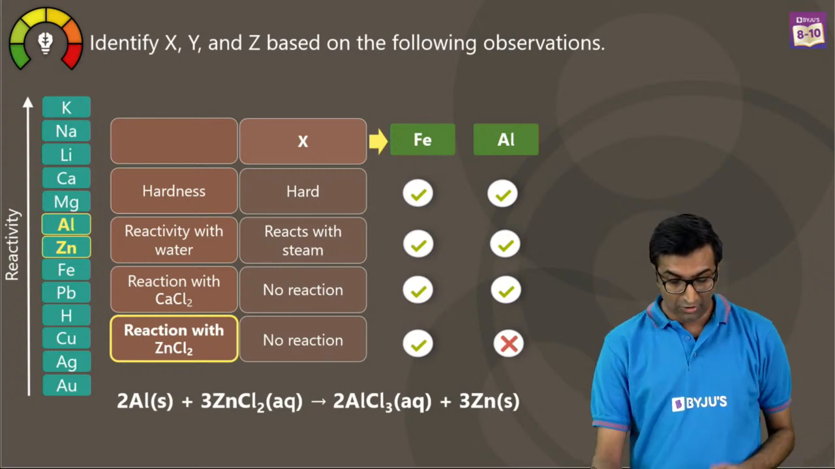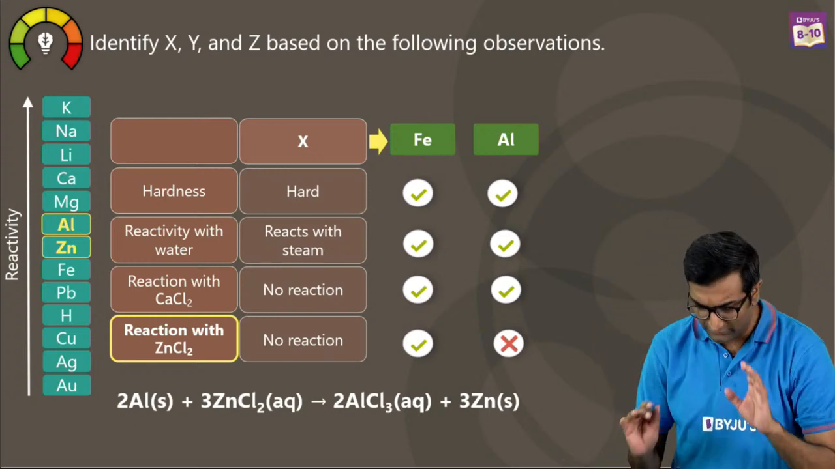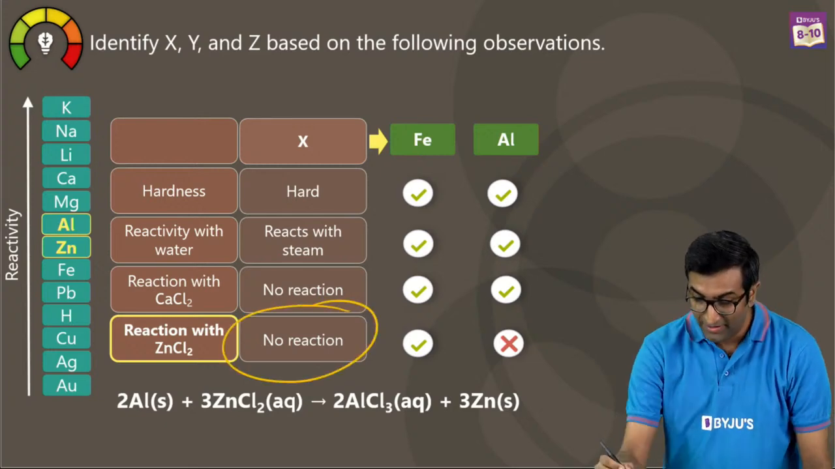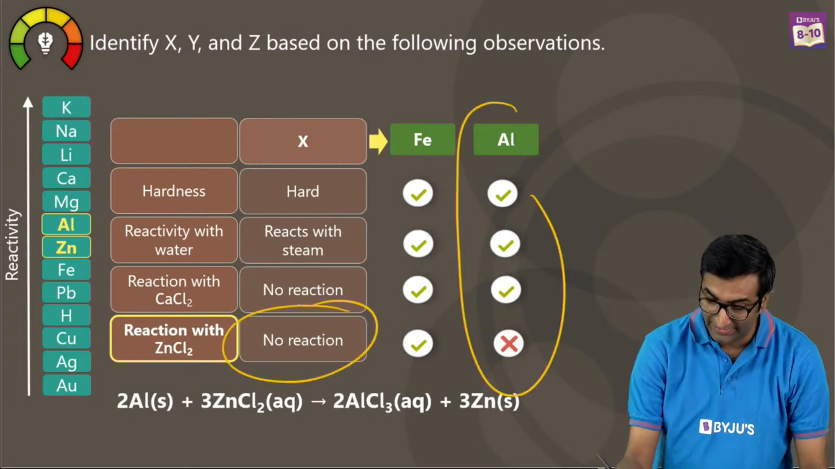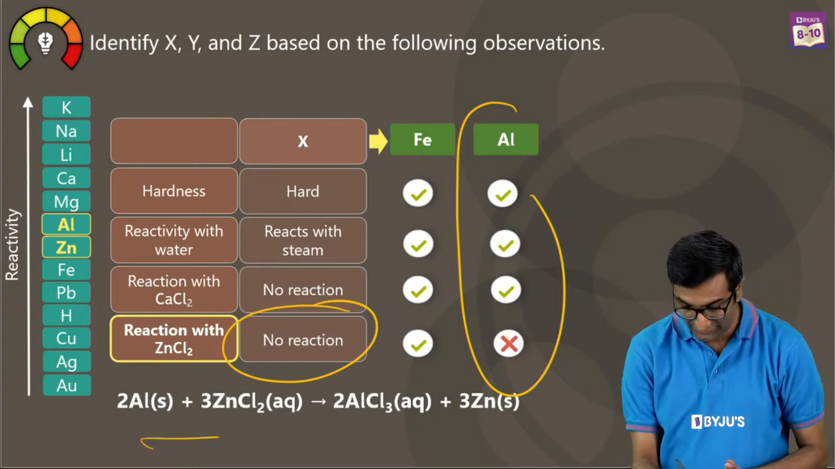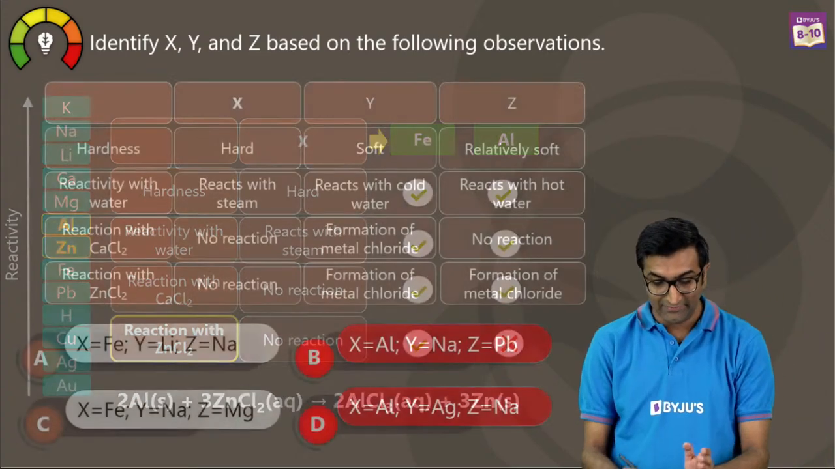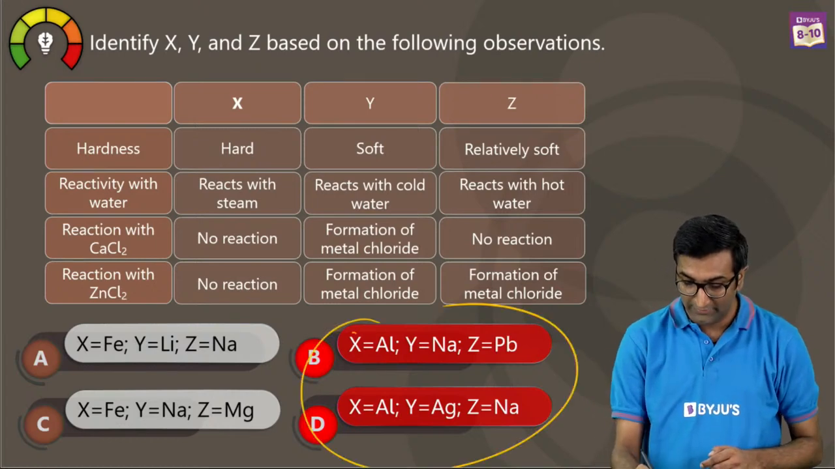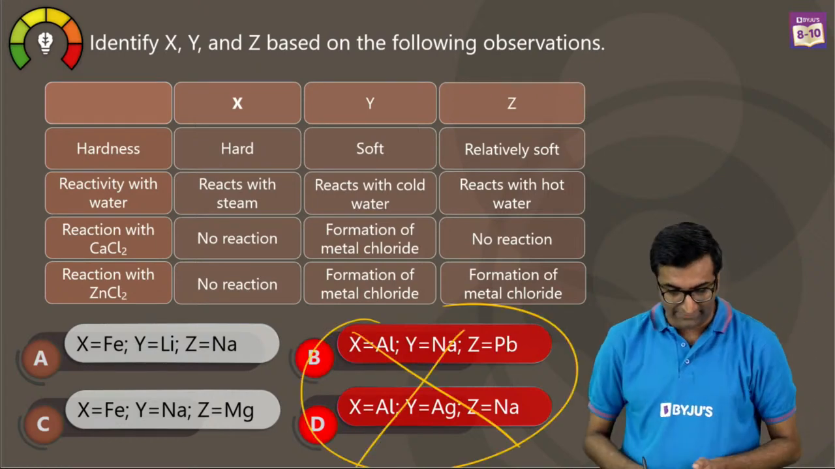Let me read this out one time just to be sure. What is given is that no reaction happens, but with aluminium, a reaction happens. That's why there's a cross over here. This is the reaction over here. Hence, this over here is definitely iron and not aluminium. So we have removed these options by looking at X.